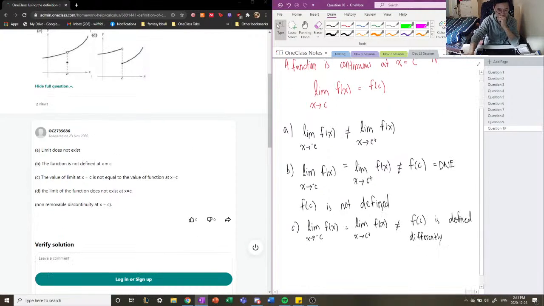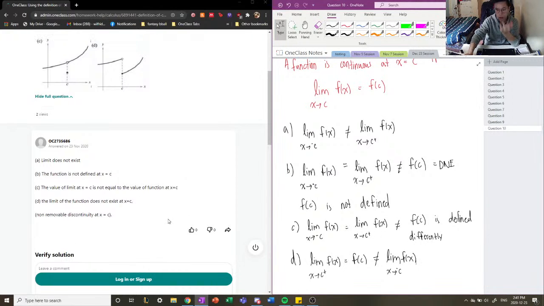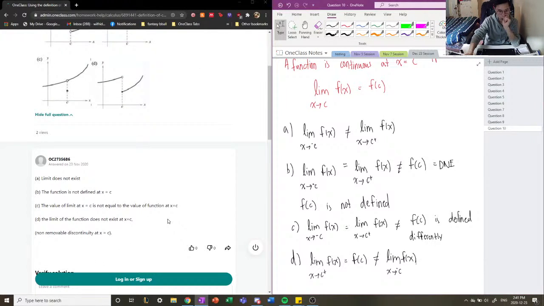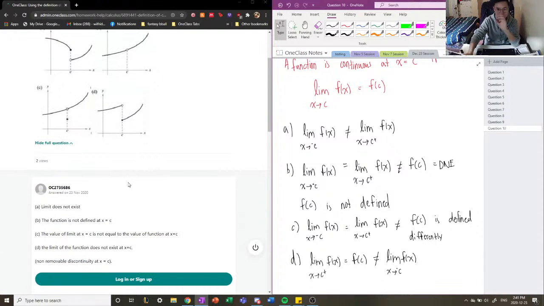Finally, part D is just the same thing as A. The right-hand side equals f of c. However, the left-hand side does not equal f of c. And we need both the left-hand side and the right-hand side to equal the same. In this case, they don't. So because of that, we cannot say that this function is continuous. These are separate reasons why the function is not continuous.